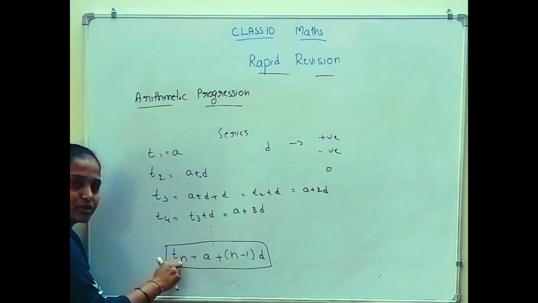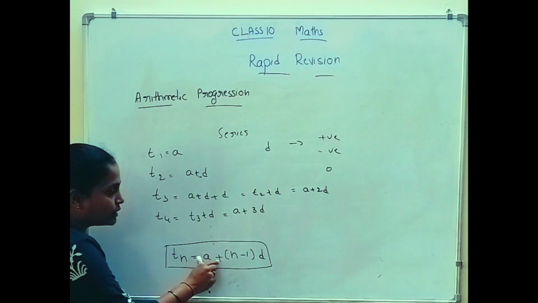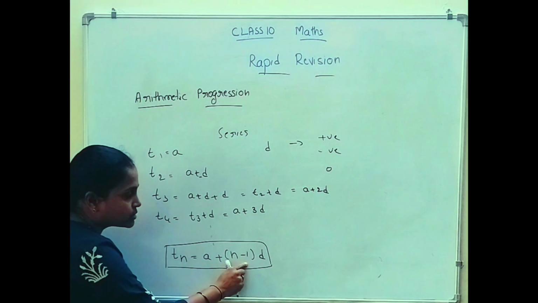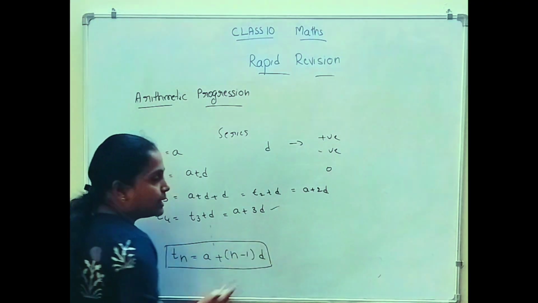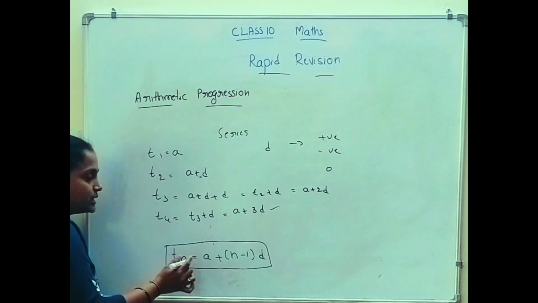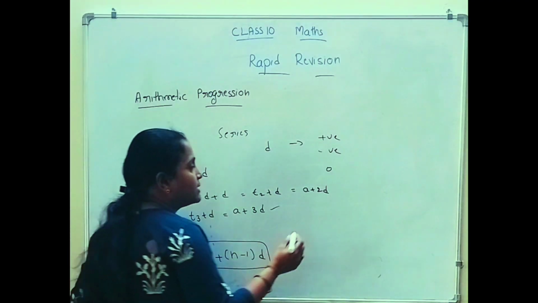So you can observe here, if you want T4, just substitute n equal to 4. So T4 is equal to A plus 4 minus 1, that is 3D. So that's what we get, A plus 3D. So this is one part.